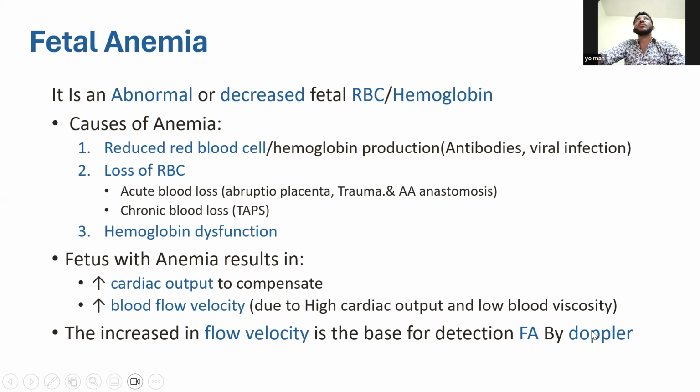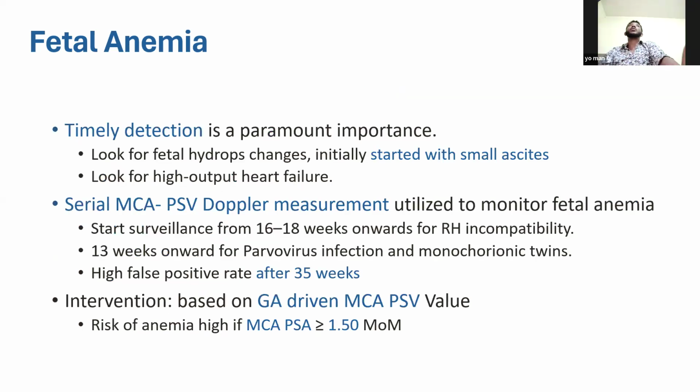Okay, so if there is fetal anemia, hemoglobin will be decreased. If there is no hemoglobin, the viscosity of the blood will be low. So when something is less viscous, the velocity will shoot up. If the velocity rises on MCA analysis, it indicates fetal anemia. And the risk of anemia is high if the MCA peak systolic velocity is greater than 1.5 multiples of median, okay?